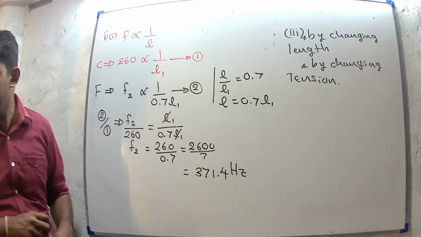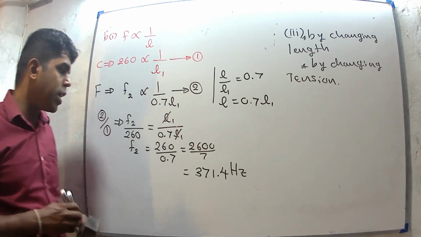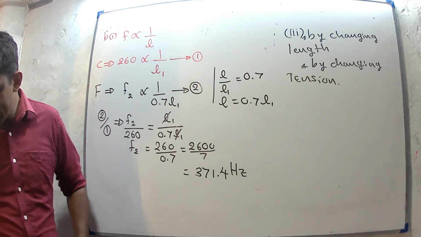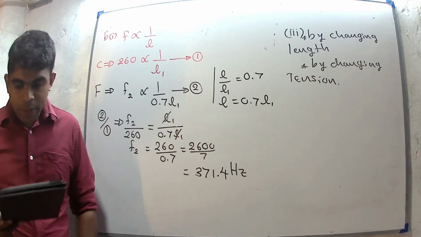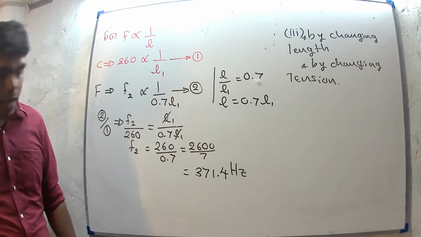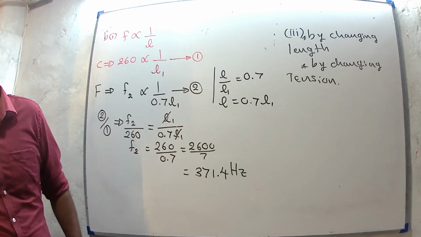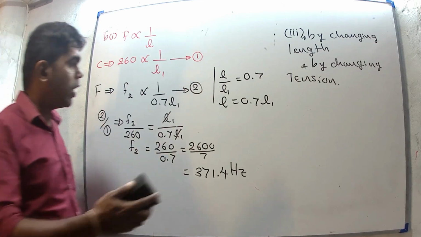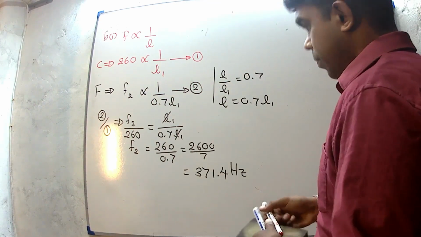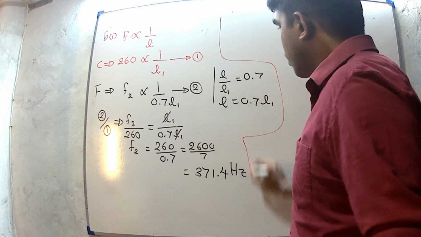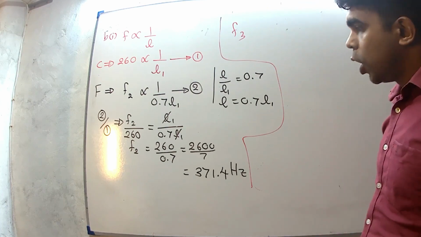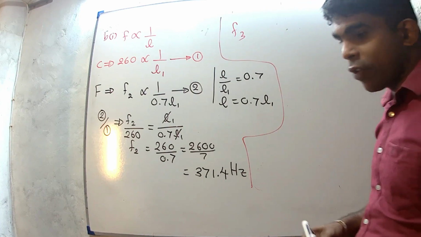371.4 hertz. We can get it approximately 371 hertz. Then we have to calculate the frequency for node B. In considering node B, they have given that L over L1 value is 0.53. And we can use the same method to get the frequency. I will write F3 as the node frequency of node B.